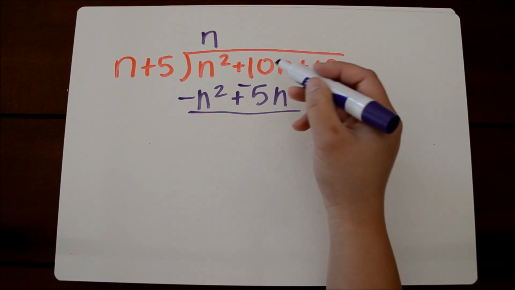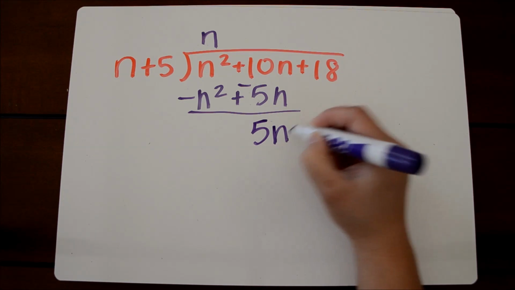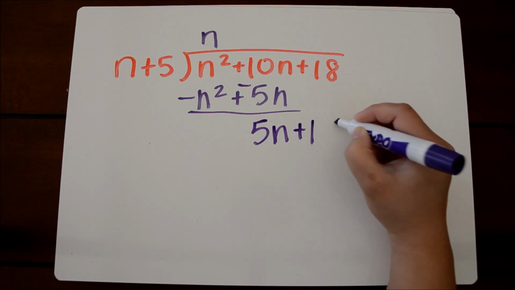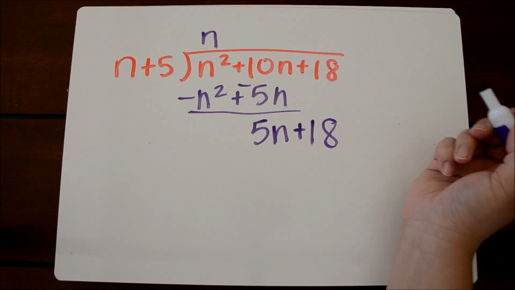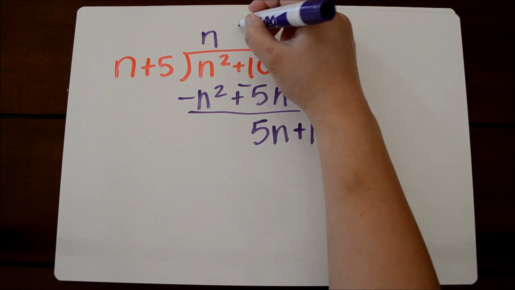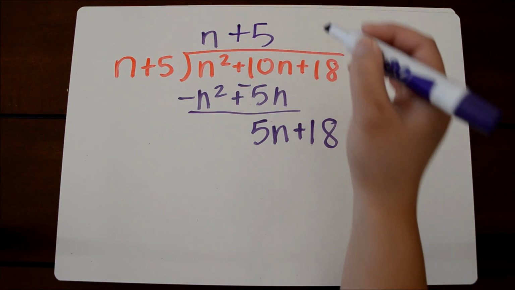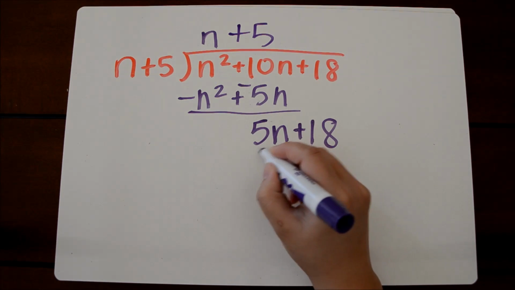N squared minus n squared zeroes out. We're left with 5n, and let's bring down this positive 18. Now we ask ourselves, n times what will give us 5n, which we know is positive 5. So 5 times n is 5n.